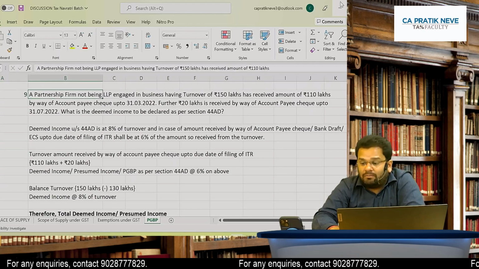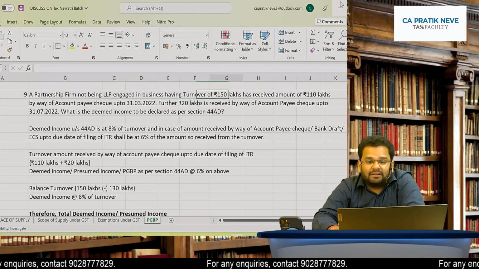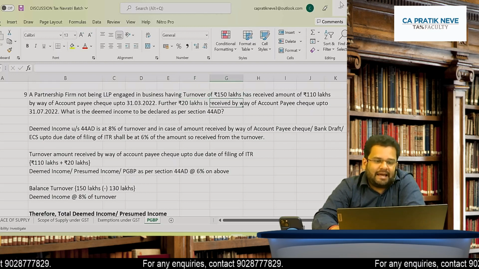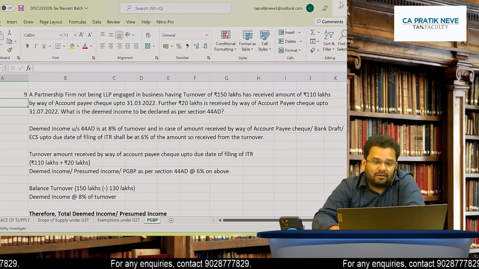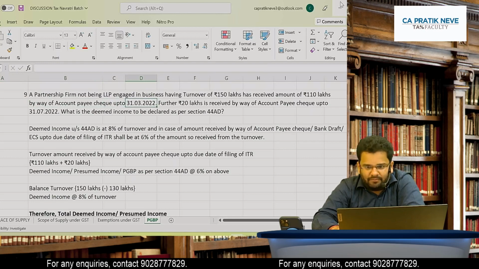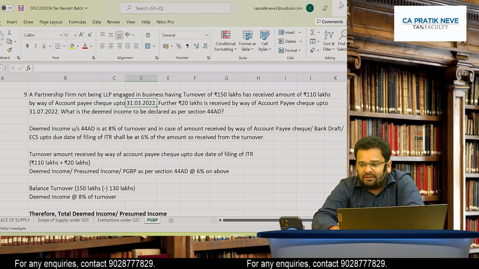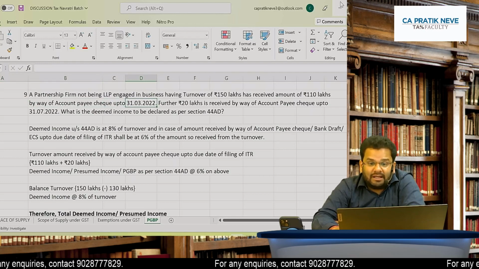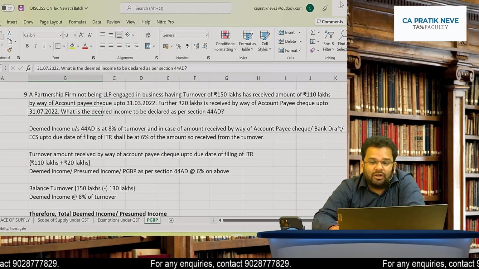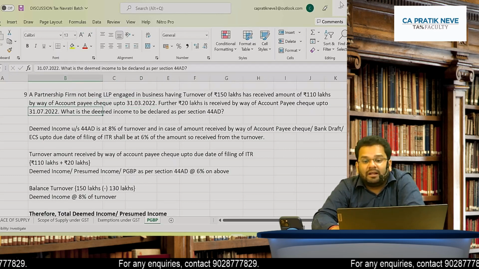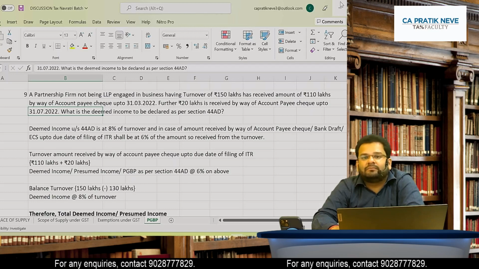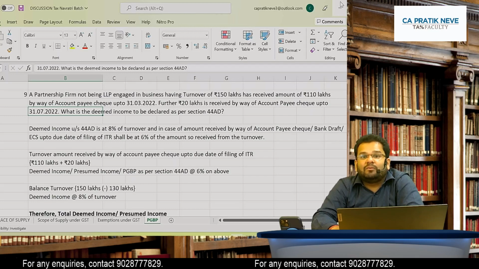Partnership firm not being LLP engaged in business having turnover of 150 lakhs has received amount of 110 lakhs by way of account pay check up to 31st March 22. Okay, so 110 लाख रुपए कैसे आए आदित्य? अकाउंट पे चेक। 20 lakhs is received by way of account pay check up to 31st July 22, means till due date of filing ITR, how much is received by account pay check? Means banking mode में कितना पैसा आया है?